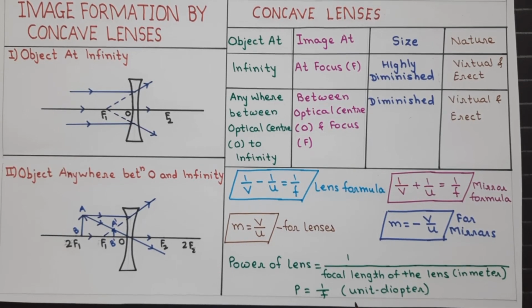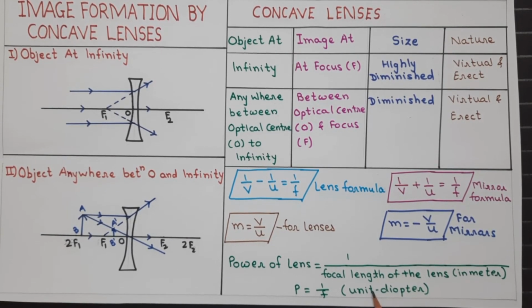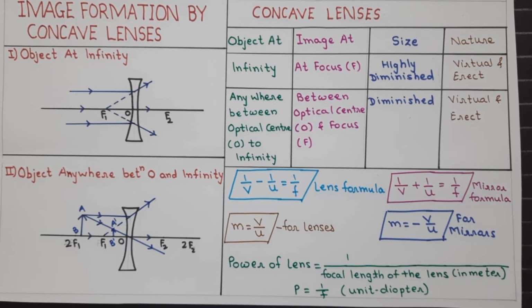Now we will see more about the power. Power of a lens is inversely proportional to the focal length. A lens of short focal length has more power, whereas a lens of long focal length has less power. Power of a concave lens is negative. Power of a convex lens is positive. A convex lens is a converging lens, so a converging lens has positive power. A concave lens is a diverging lens. Power of a diverging lens is negative.